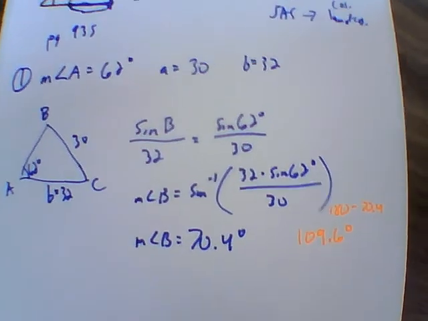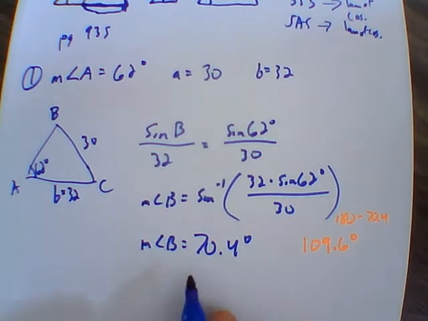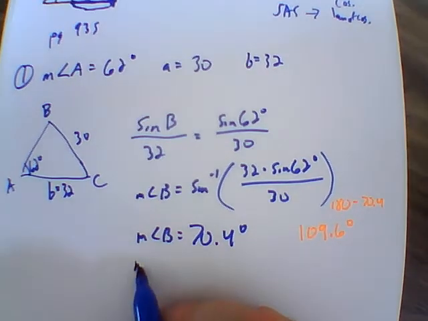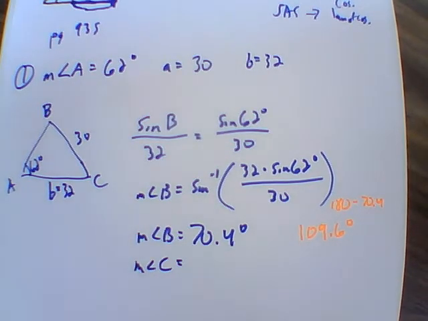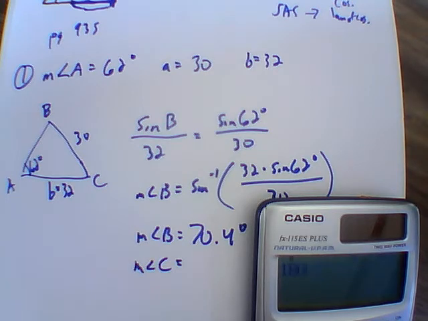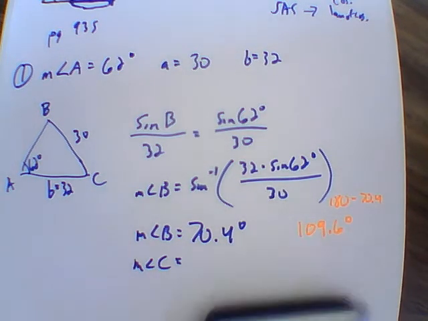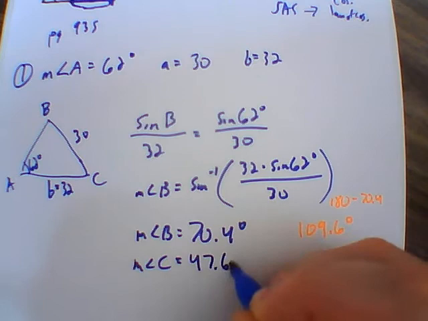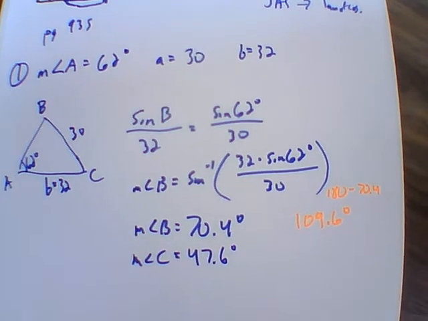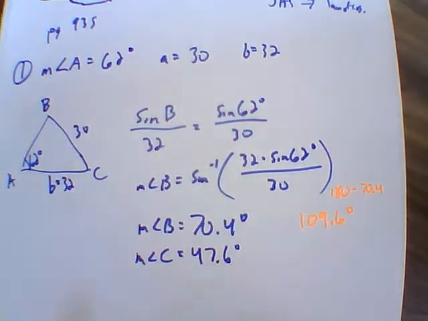So if I'm working on my first triangle possibility here, measure of angle C. So to find measure of angle C here, we would take 180 minus that 62 minus that 70.4, and we would see we would have 47.6 degrees.